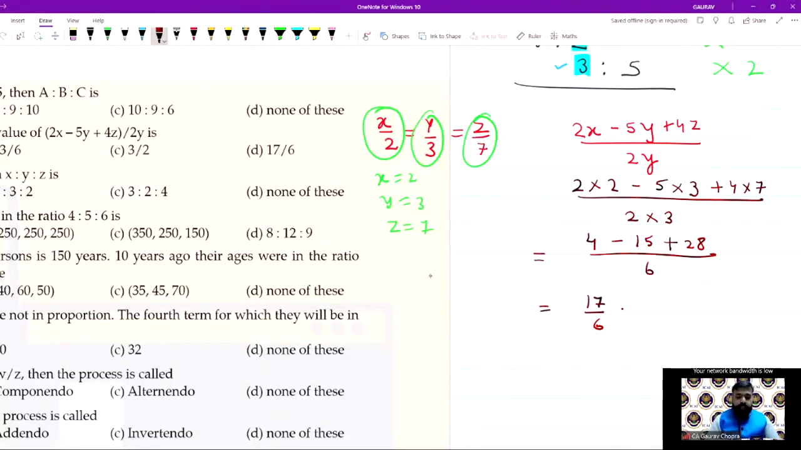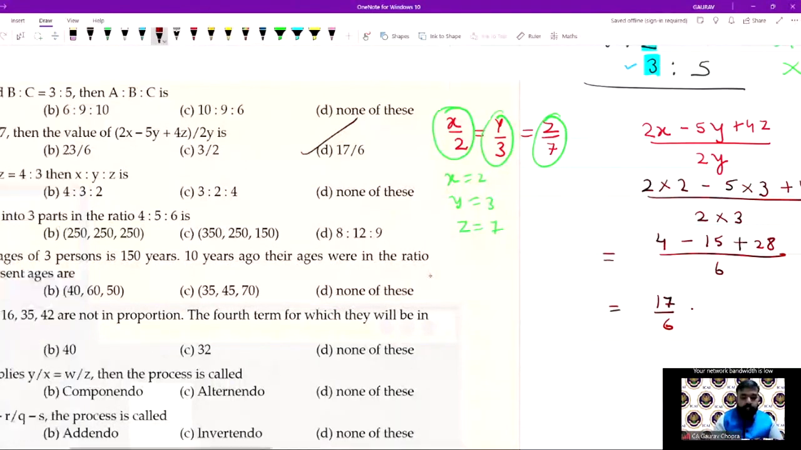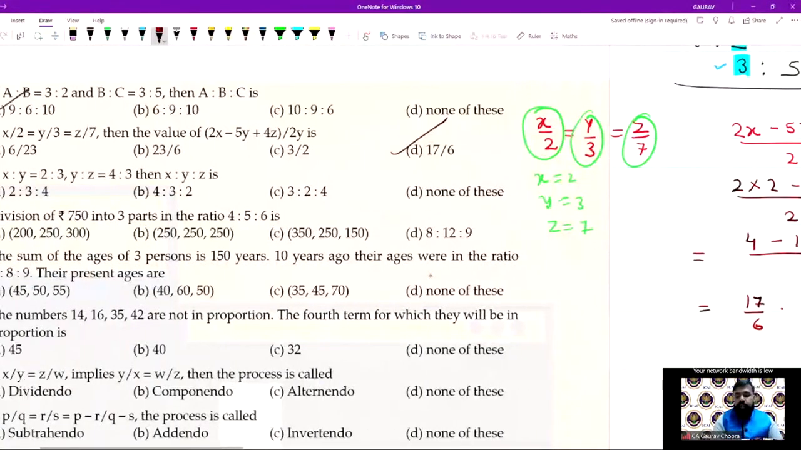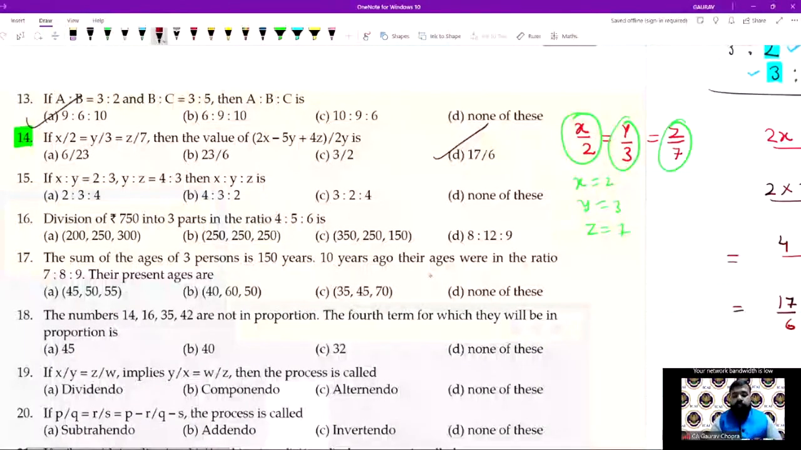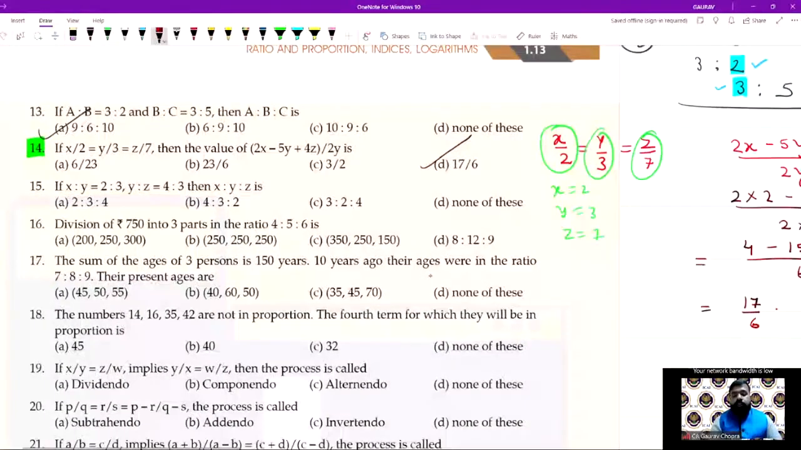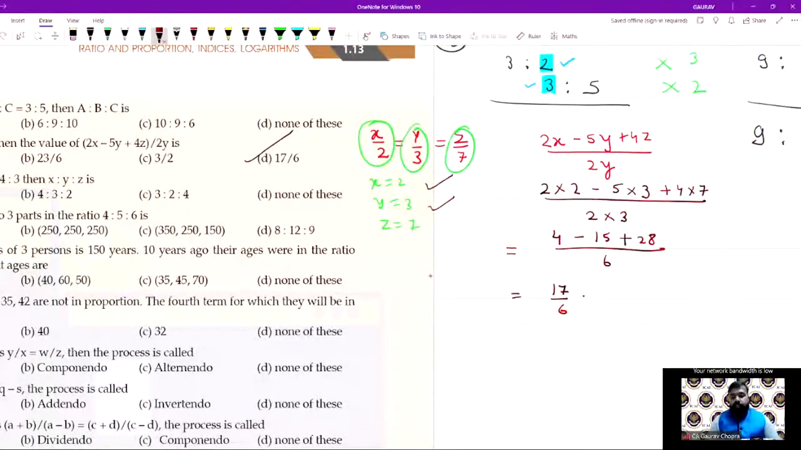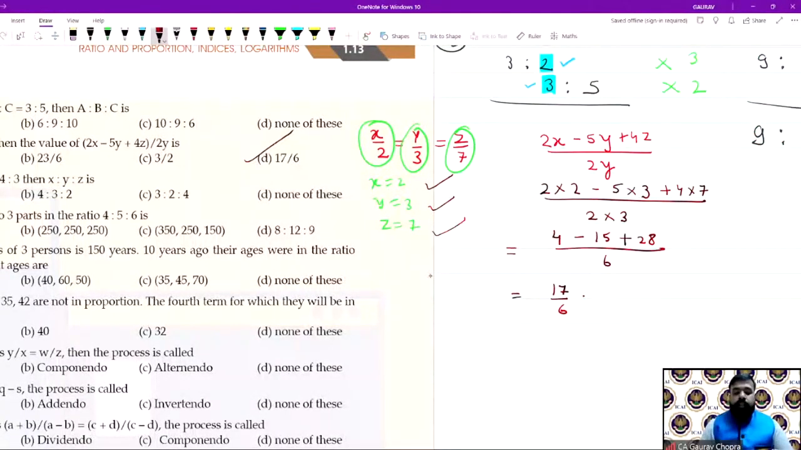Yes, 17 by 6, option number D is correct. Everyone has given the answer. So what is the simple way to solve? Just substitute the values. In place of x, we are putting 2, in y, 3, and for z, it is 7. And after substituting the values, we are getting the required result. Okay.